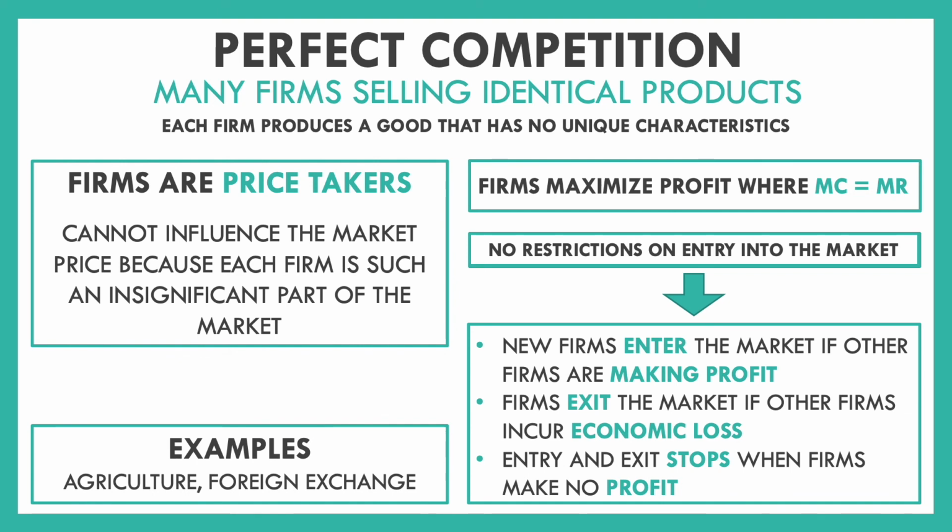But perfect competition, like we said, is many firms selling absolutely identical products. And this is the absolute ideal situation. Now, what we're going to be doing next class is taking a look at what some of the production decisions look like for businesses like this.